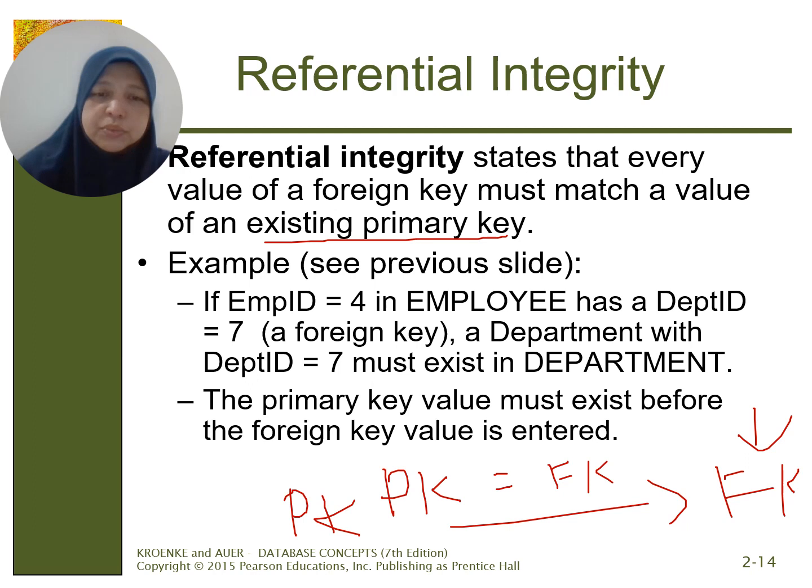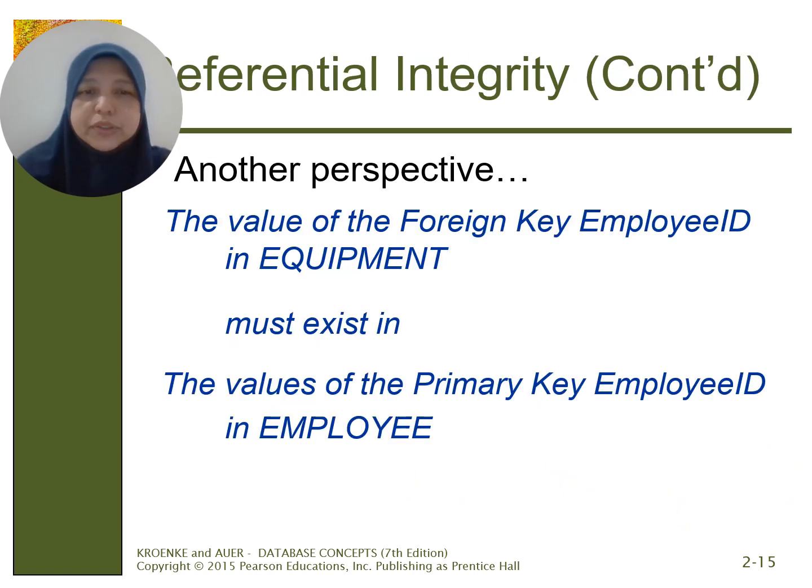So the data must be the same. For example, if employee ID is 4 in table employee, and it has a department ID of 7, which is the foreign key, you should know that the primary key, which is department ID in department, must exist first in department, where the data is 7. Another perspective: the value of the foreign key in the employee table must exist in the values of the primary key in the parent table.